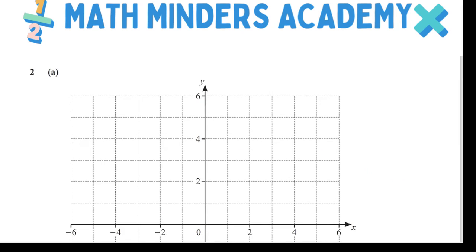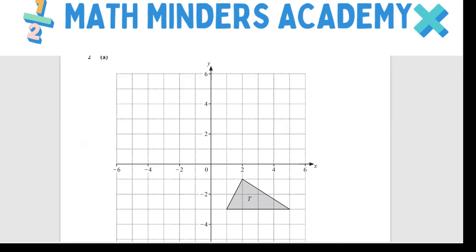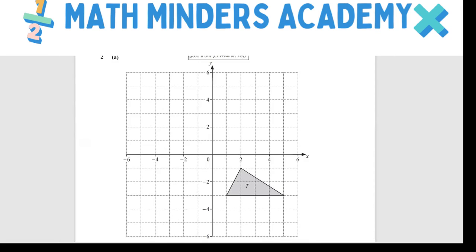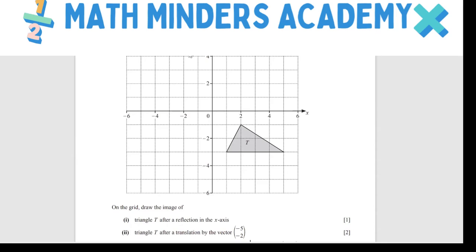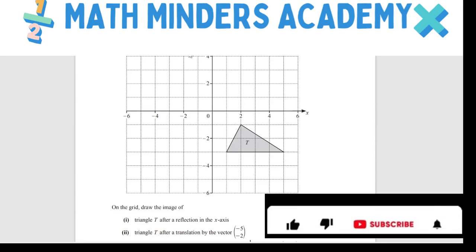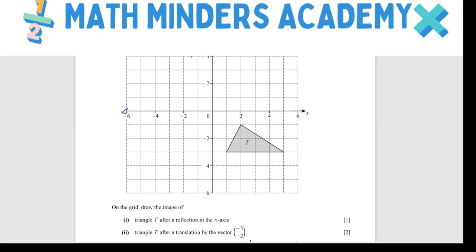Question number 2, let's reduce this. Okay, so this is what we have here. Now let's look at the question. The question says, on the grid, draw the image of triangle T after a reflection in the S-axis. Okay, so this is the S-axis. This is our diagram T.